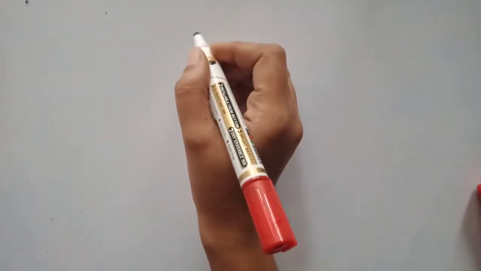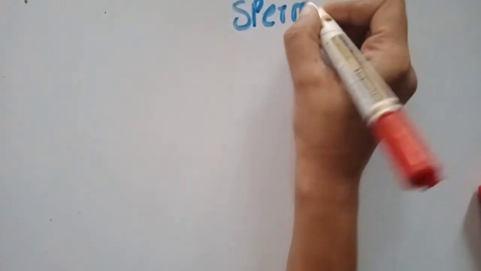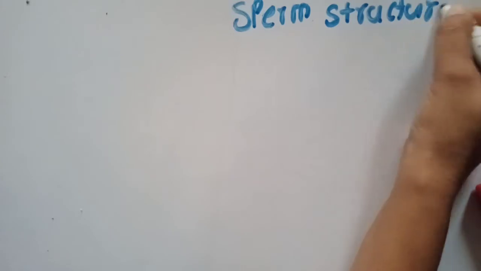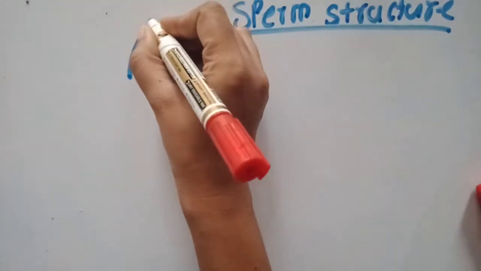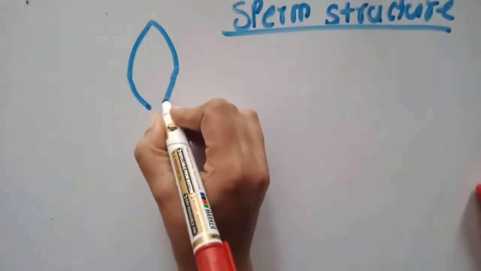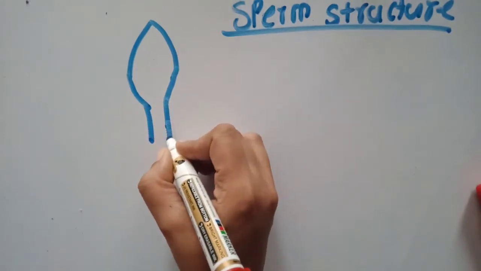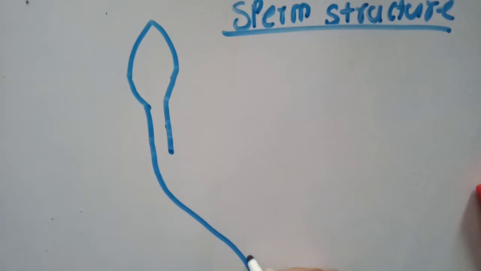In this video we are going to see all the fertilization events. Before this we will start with sperm structure, how sperm looks. If you see, it has a head, then a narrow neck structure, then here is the middle piece, and then here is the tail, tapering in.